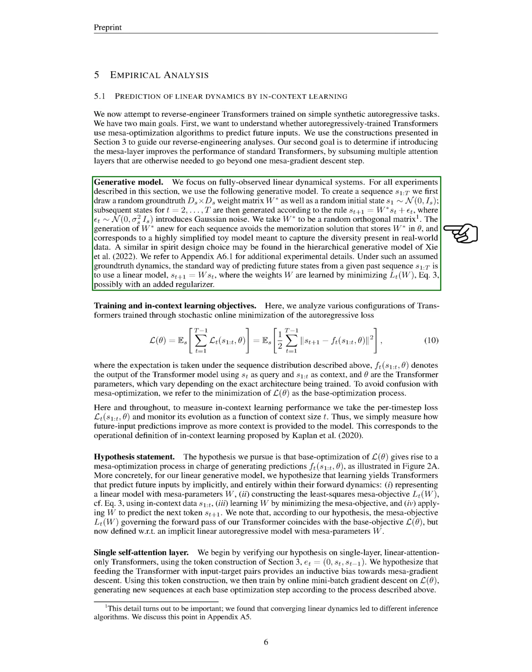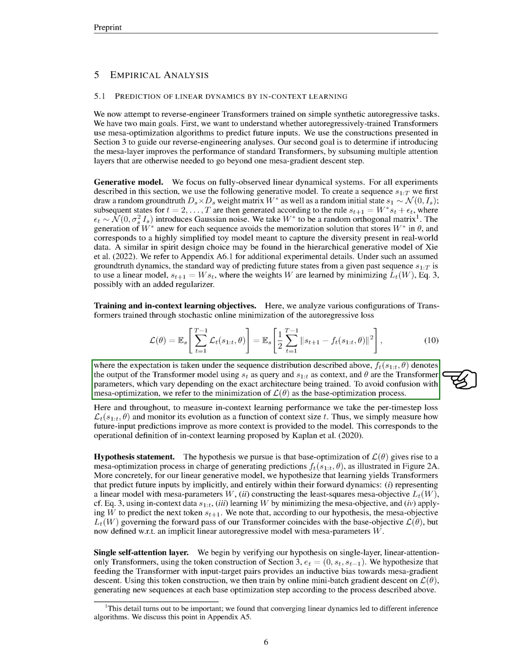To create a sequence, we first draw a random weight matrix and a random initial state. Subsequent states are then generated according to a rule that introduces Gaussian noise. We use a random orthogonal matrix for the weight matrix, which we found to be important as converging linear dynamics led to different inference algorithms. This approach prevents the memorization of the weight matrix and simulates the diversity present in real-world data. To predict future states from a given past sequence, we typically use a linear model where the weights are learned by minimizing a certain loss function, possibly with an added regularizer. We then analyze various configurations of transformers trained through stochastic online minimization of the autoregressive loss.